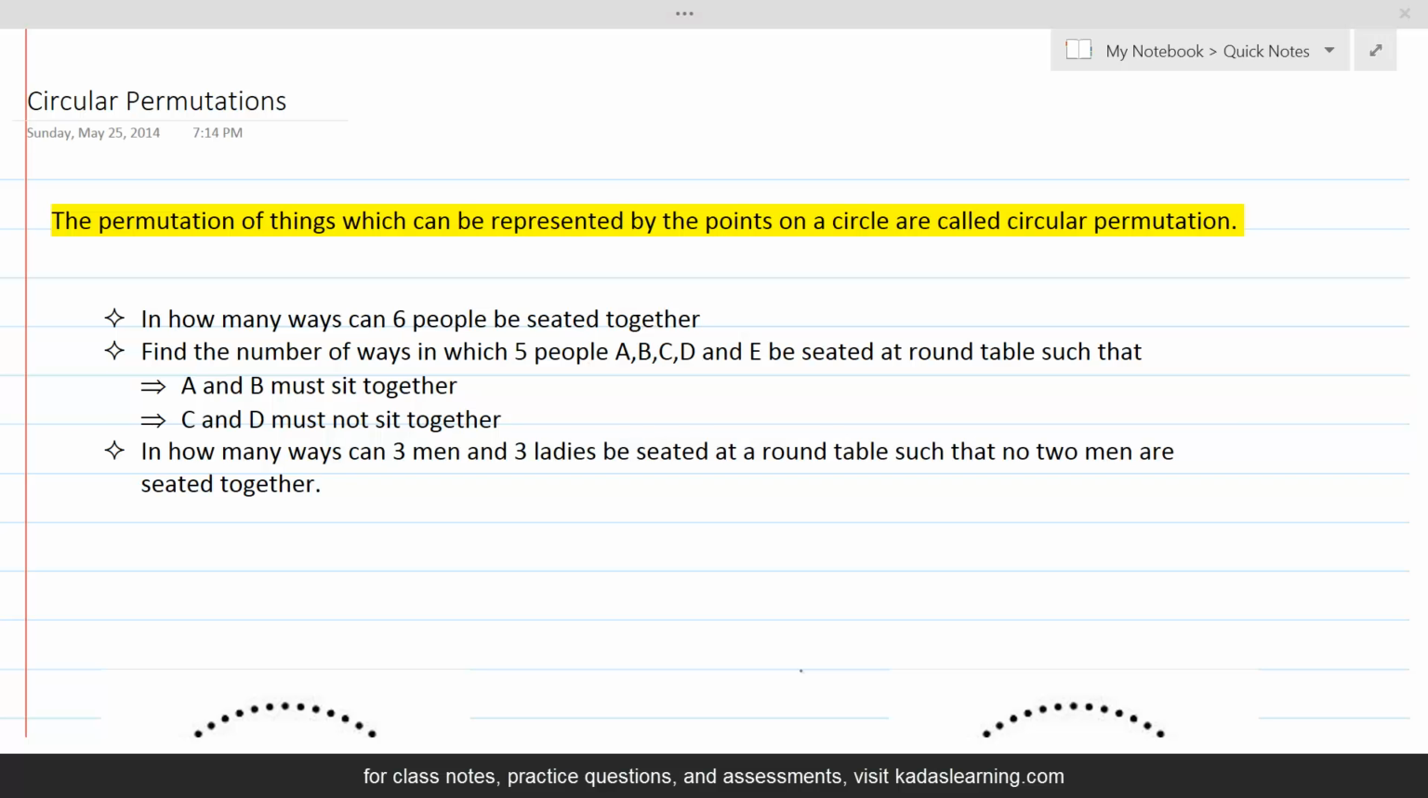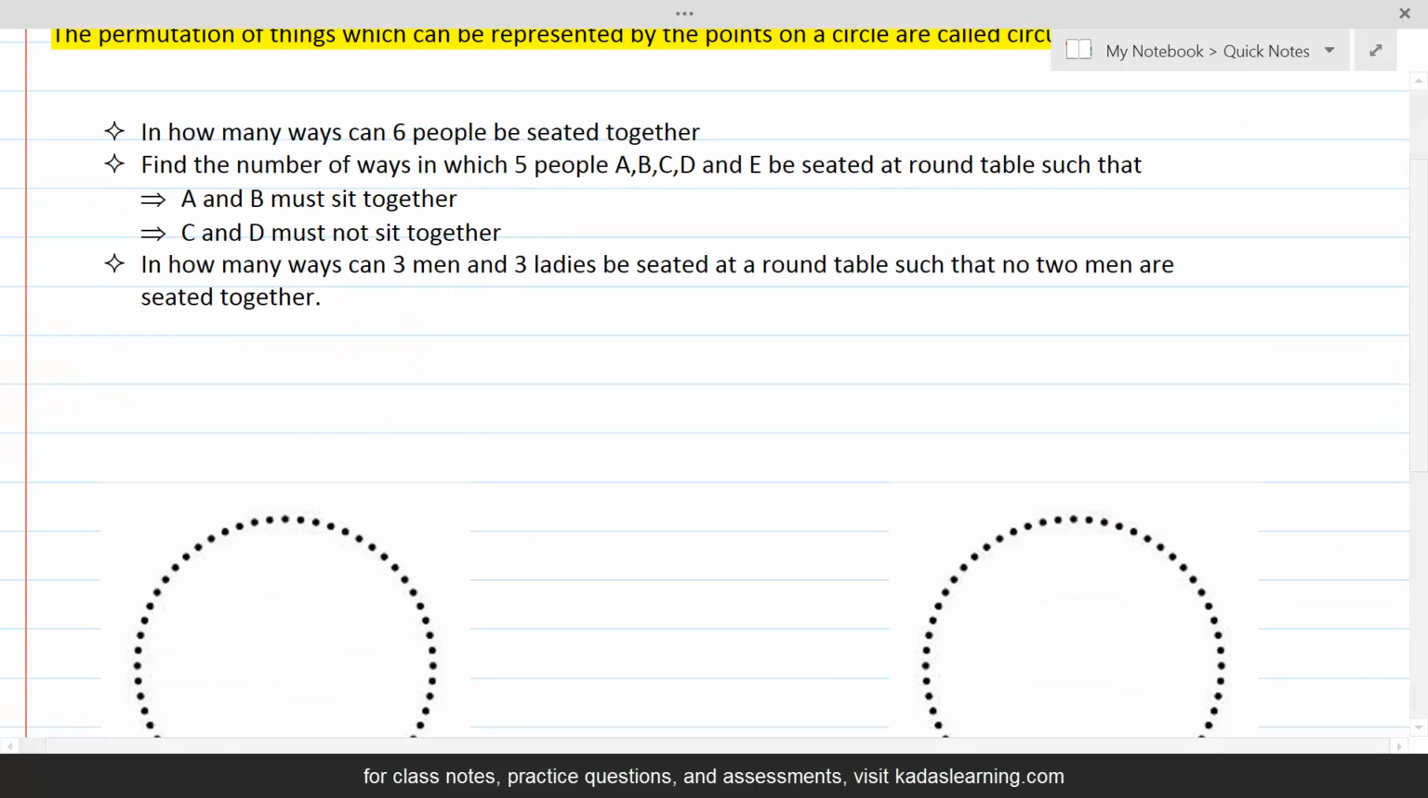Circular permutations. The permutations of things which can be represented by points on a circle are called circular permutations. Let us consider four things A, B, C, and D.